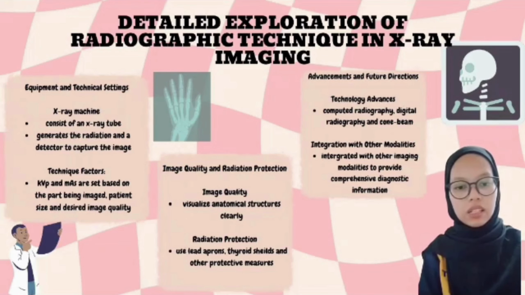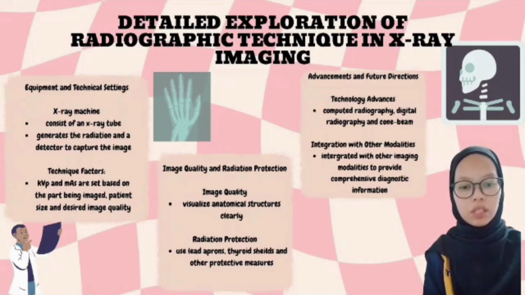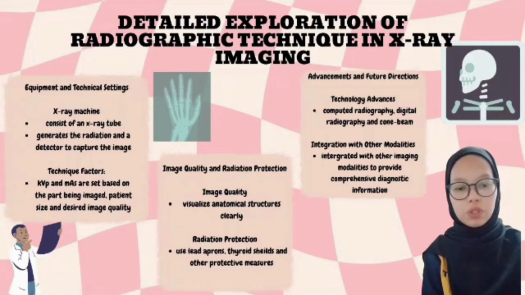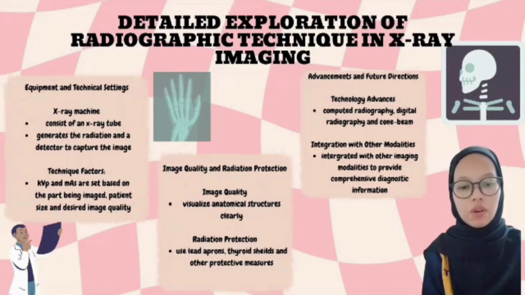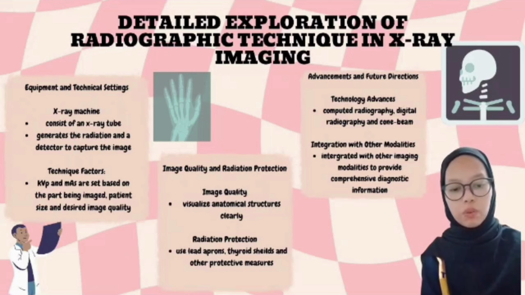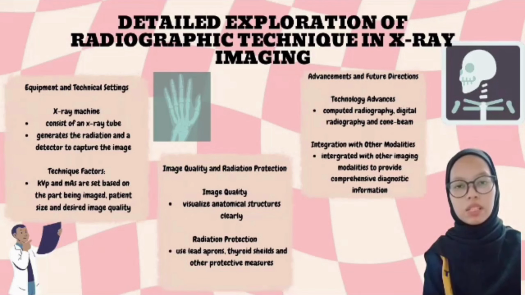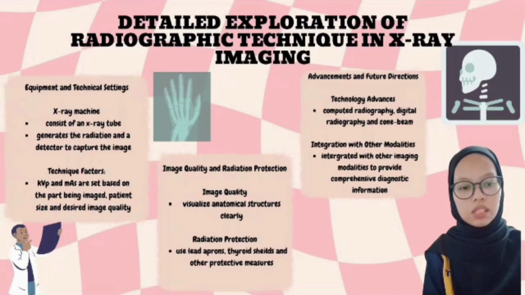The second detailed exploration is image quality and radiation protection. So for image quality, aim for optimal resolution and contrast to visualize anatomical structures clearly. This requires balancing factors like exposure times and patient positioning. For radiation protection, use lead aprons, thyroid shields, and other protective measures for both patients and operators to minimize unnecessary radiation exposure.